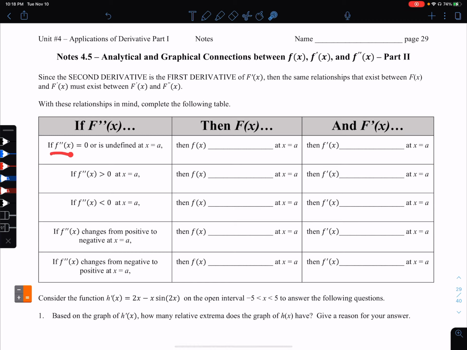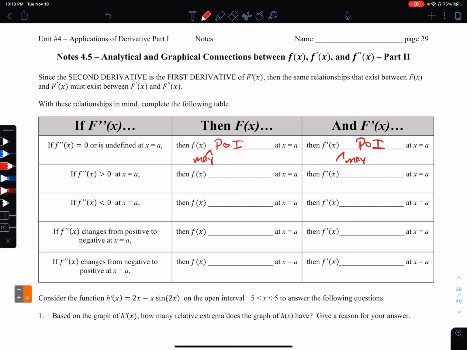If f double prime is equal to 0 or is undefined at x equals a, then f of x has a potential point of inflection. So let's just say, for less words, f may have a point of inflection at x equals a, and f prime also may have a point of inflection. Not guaranteed, but it's possible.